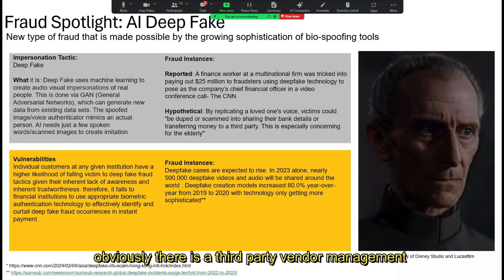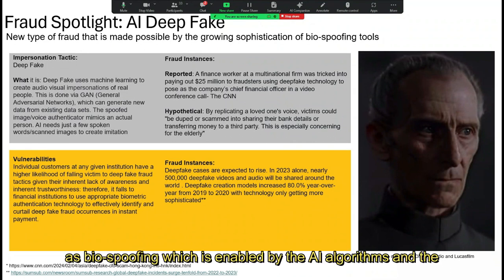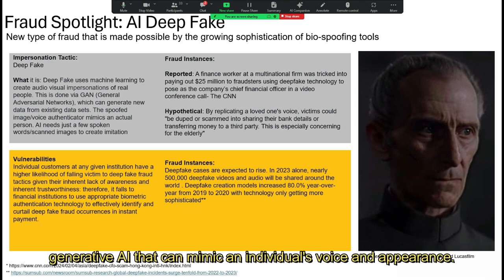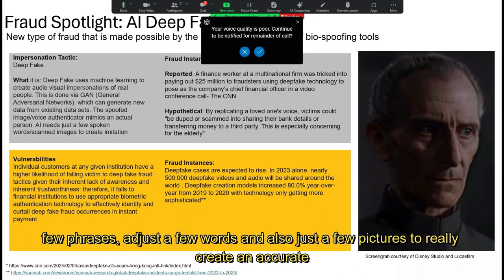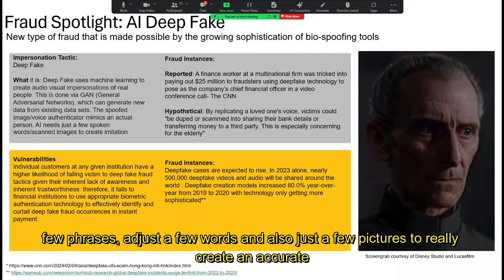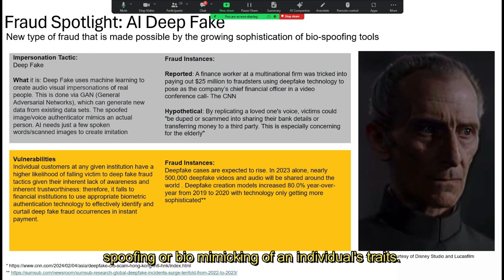The fraud events that are of probably utmost concern are what's known as biospoofing, which is enabled by AI algorithms and generative AI that can mimic an individual's voice and appearance. To really do that, what these AI algorithms need are just a few phrases, just a few words, and also just a few pictures to create an accurate spoofing or biomimicking of an individual's traits.